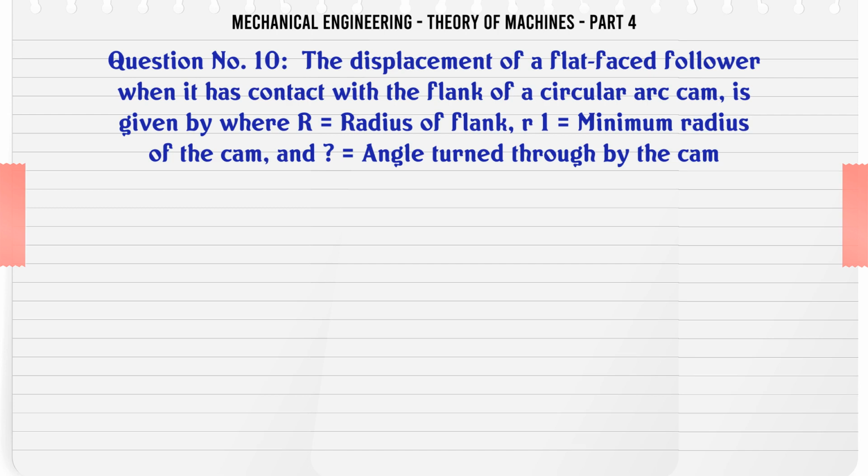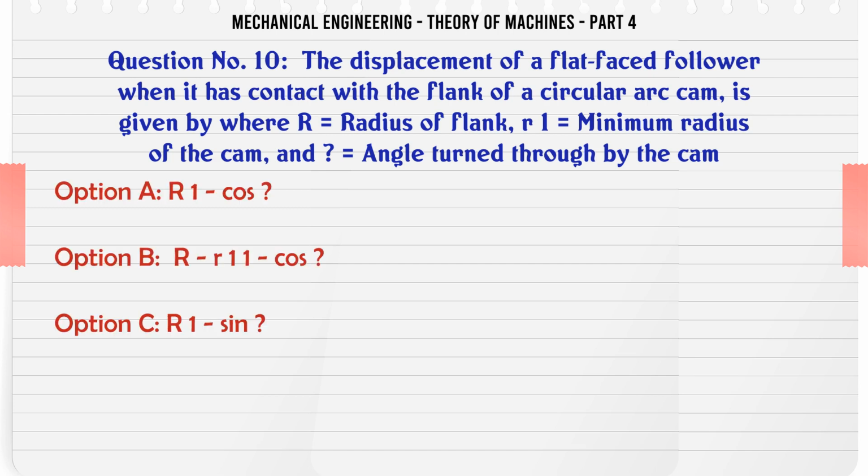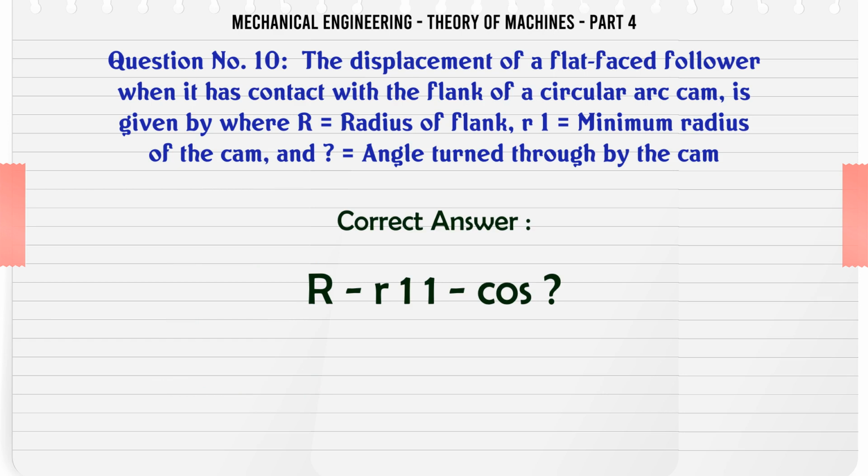The displacement of a flat-faced follower when it has contact with the flank of a circular arc cam is given by, where R is the radius of flank, R1 the minimum radius of the cam, and θ the angle turned through by the cam. A. R1 cos θ, B. R1 cos θ, C. R1 sin θ, D. R1 sin θ. The correct answer is R1 cos θ.